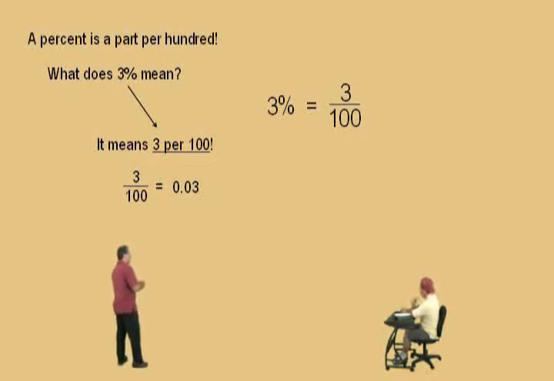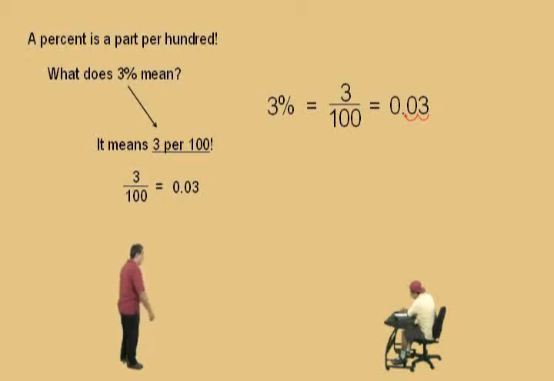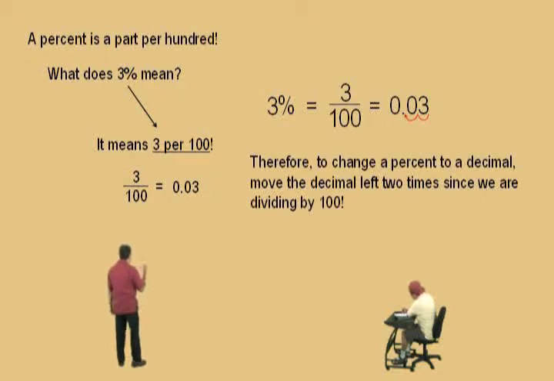Now, to write it as a decimal, notice it's 3 over 100, which means 3 divided by 100, right? So Charlie, which way does a decimal move when you divide by 100? Left 2 times. That's right, 2 times. And so there it is, 0.03. That's 3/100ths. So therefore, to change a percent to a decimal, Charlie, move the decimal left 2 times since you were dividing by 100.